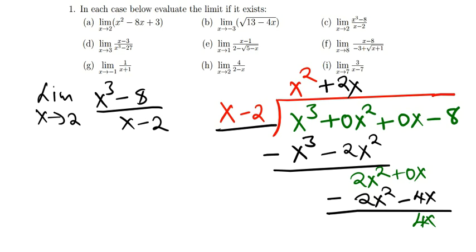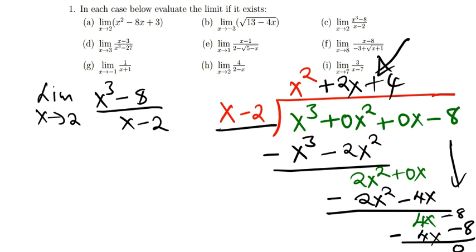And then the 4x can be divided by x again. So 4x divided by x will give us 4. 4 times the x will give us 4x. 4 times the negative 2 will give us minus 8. We can drop that minus 8. And if we subtract these, you'll see that you actually get a 0, which implies that whatever you have on top there is a factor.